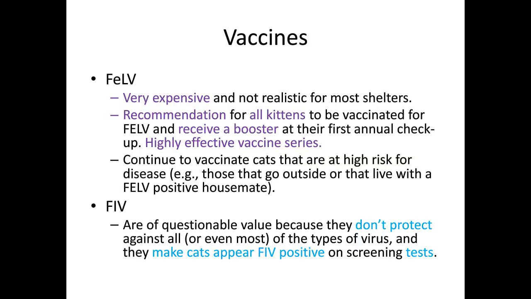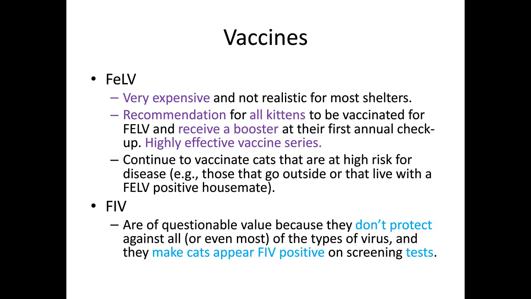So vaccines, you may have heard things about the FeLV and FIV vaccines. FeLV vaccines are expensive, and that's one of the reasons that you don't see them given in most shelters. They are recommended for all kittens, to be vaccinated and receive a booster after their first annual checkup. And it's a very effective vaccine, so it's a good thing to do. Continue to vaccinate cats that are at high risk for the disease, ones that are indoor-outdoor cats or live primarily outdoors, or if they have an FeLV positive housemate.